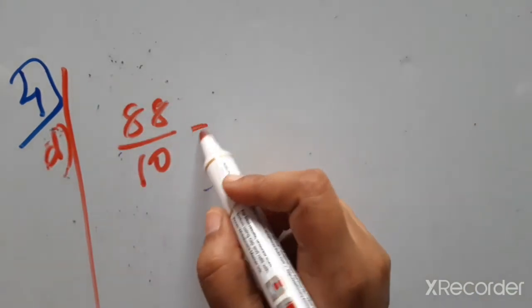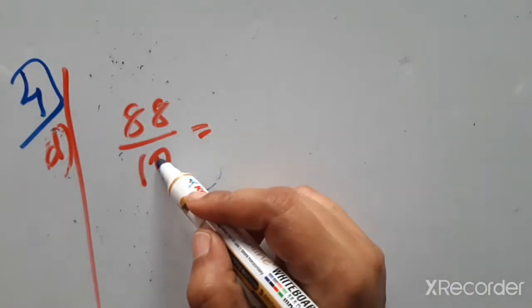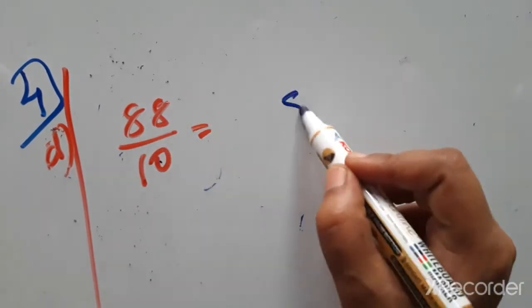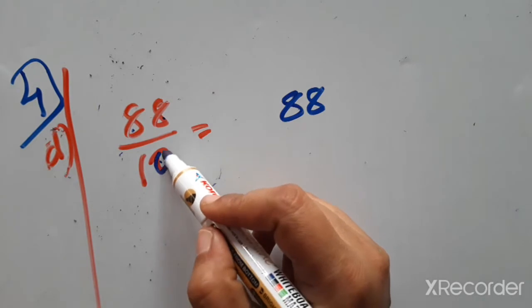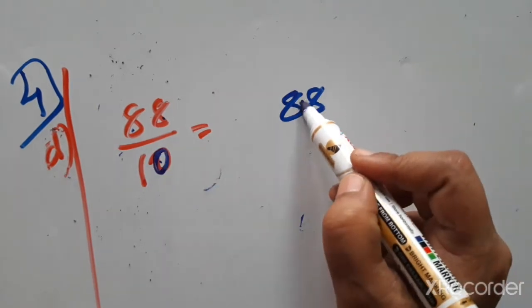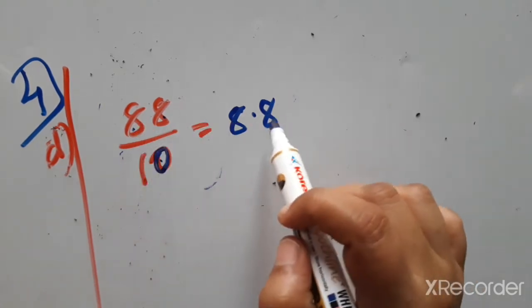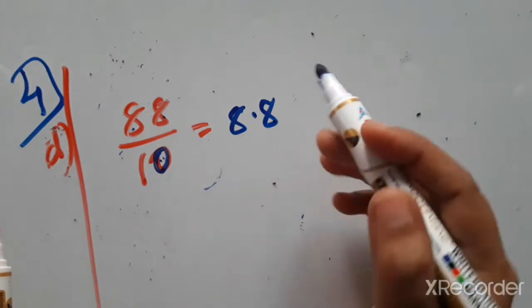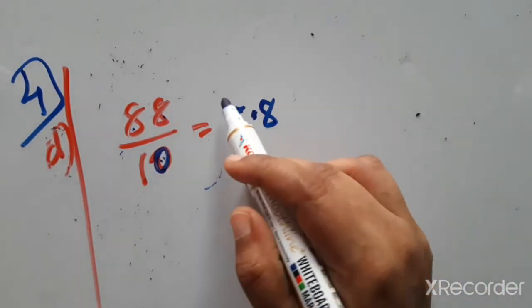Next, D1, 88 by 10. How to write 88 by 10? Tens form or hundred form, we can directly divide it. Write the numerator first, 88. 10 means after one number, point. So it means 8.8. First we are writing the numerator directly, then 10 means after one number, point. From the right side we have to count, after one number, which means after the decimal point there should be only one number.